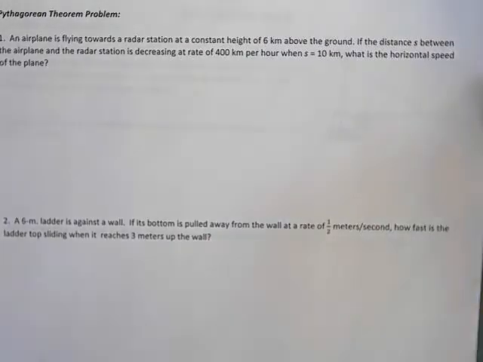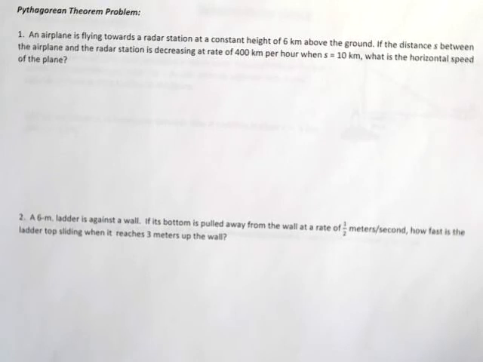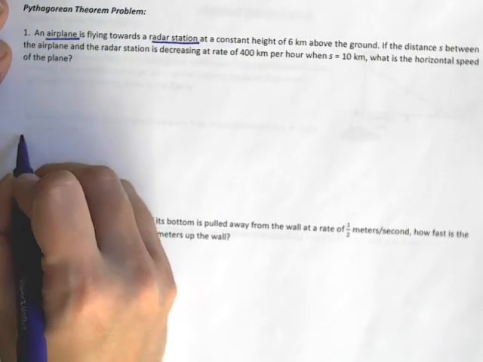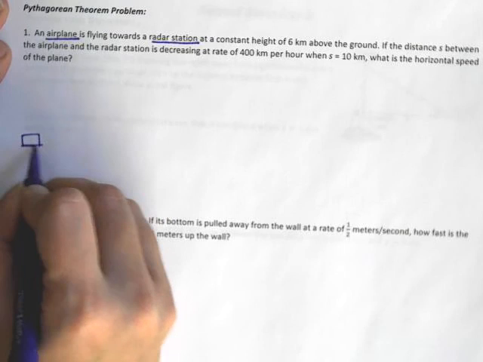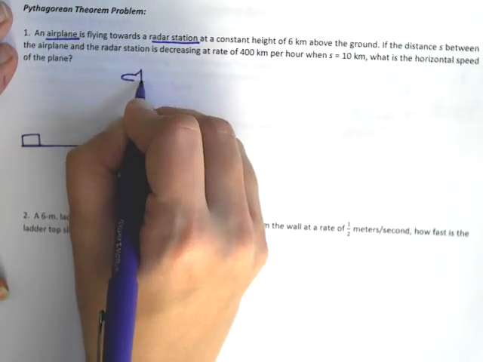An airplane is flying towards a radar station at a constant height of 6 kilometers above the ground. If the distance s between the airplane and the radar station is decreasing at a rate of 400 kilometers per hour when s is 10, what is the horizontal speed of the plane? So, draw a picture. An airplane is flying towards a radar station. Usually, radar stations are on the ground. And if an airplane is flying, hopefully it's in the air.